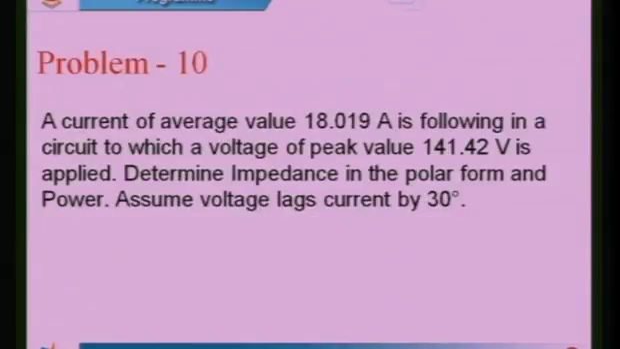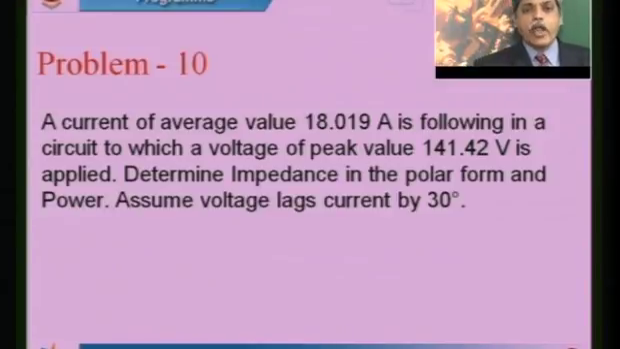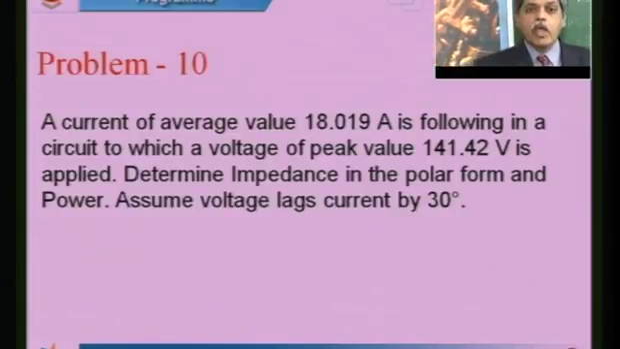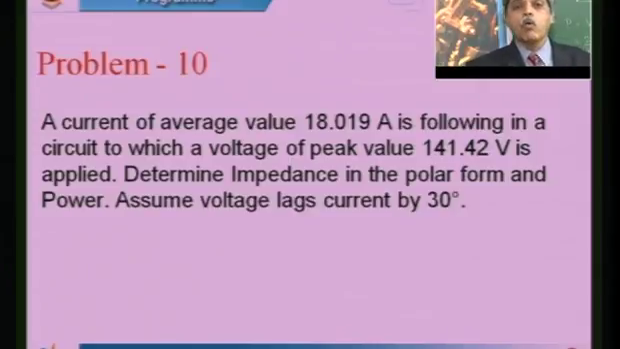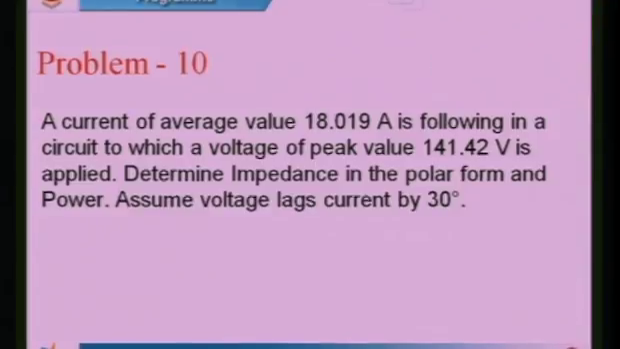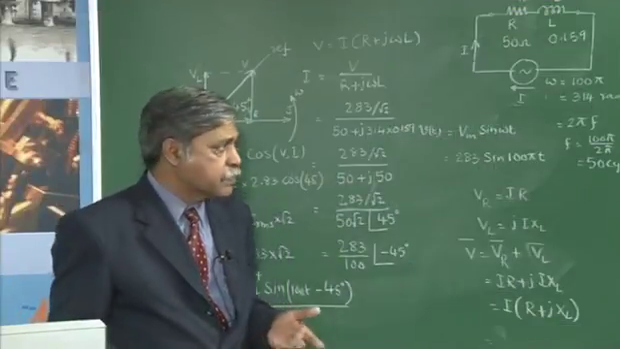Now coming to the next problem, it is very simple, calculations are also very easy here. A current of average value 18.019 amperes is flowing in a circuit to which a voltage of peak value 141.42 volts is applied. Determine what is the impedance in the polar form and the power. Assume voltage lags current by 30 degrees. So here, as per the problem, I am taking the current as a reference because it is given that voltage is lagging behind the current by 30 degrees.